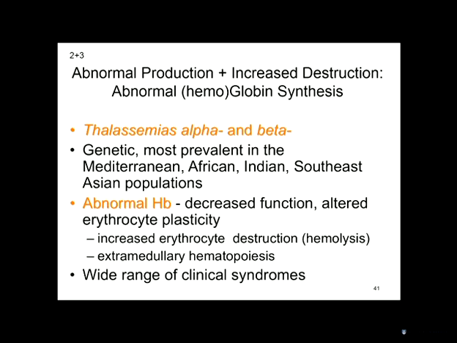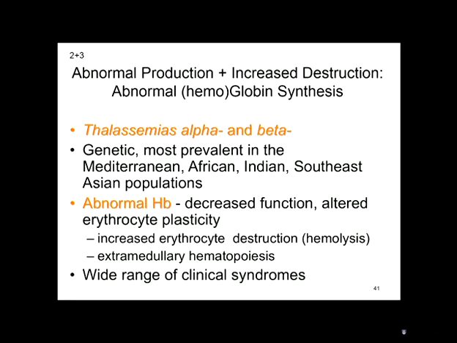So let's talk about other types of anemia. I told you that I'm going to talk about one of these genetic anemias that have to do with abnormal hemoglobin production. Well, these kinds of conditions, as a general rule, are called hemoglobinopathies. Thalassemia is one of them. And they're actually quite common, especially in the Mediterranean, African, Indian, and Southeastern Asian populations. And the reason these things are common is because they're actually protective against malaria.